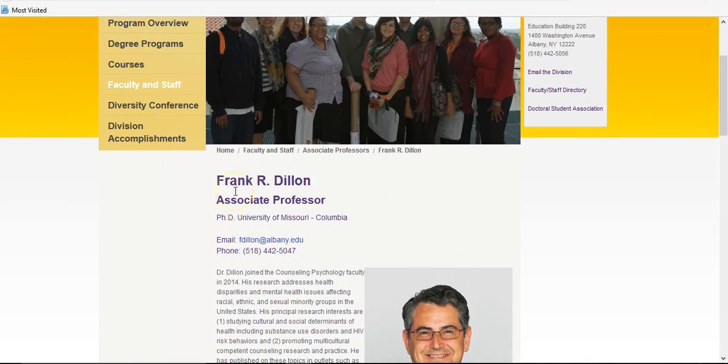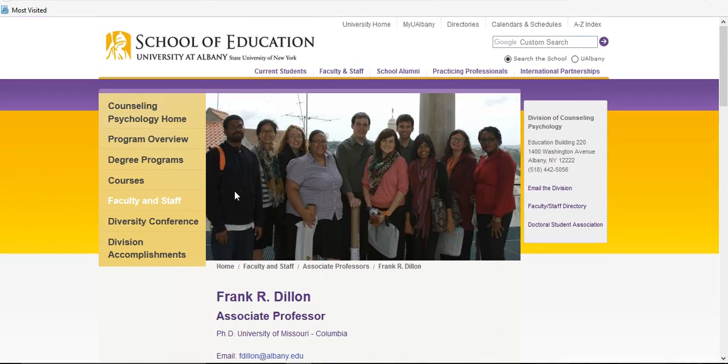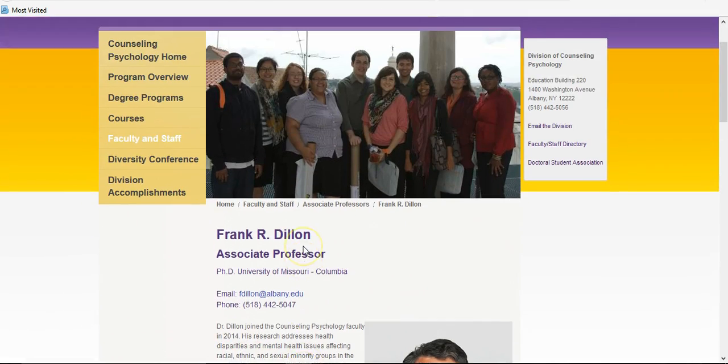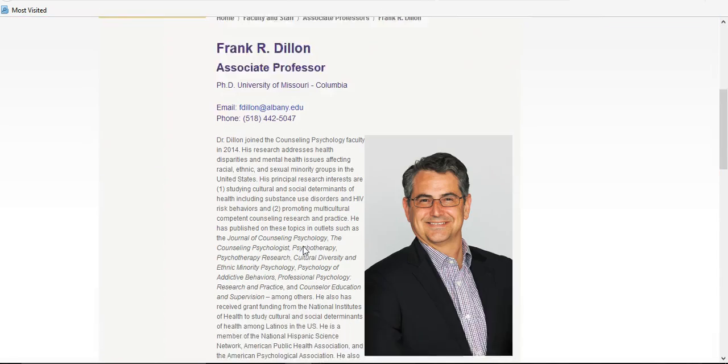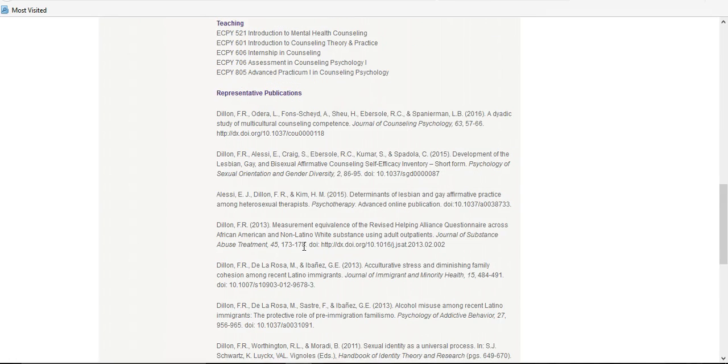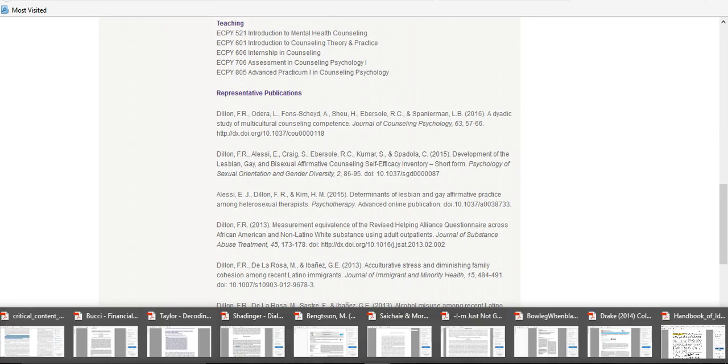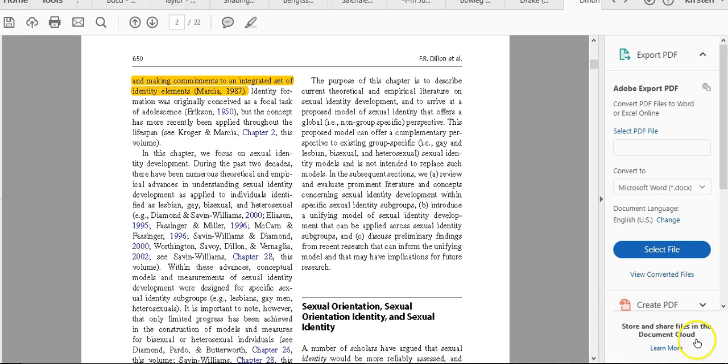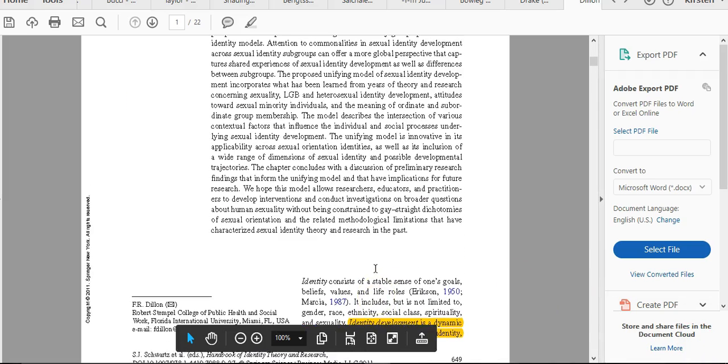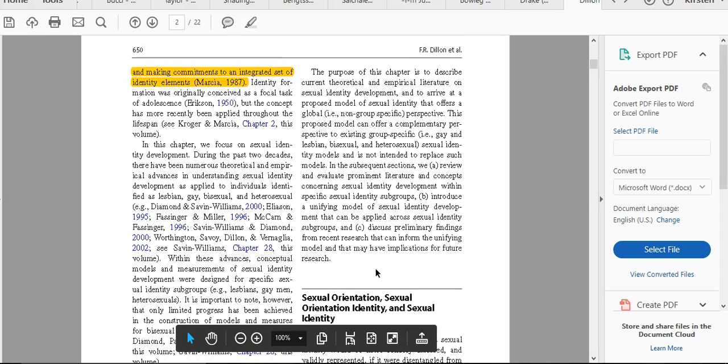He is within the counseling psych staff at the University of Albany. And some of the other publications that he's worked on, but just so you can kind of see the person behind this. And then let's just flip over to the actual article so I can pull up the model that I wanted to show.